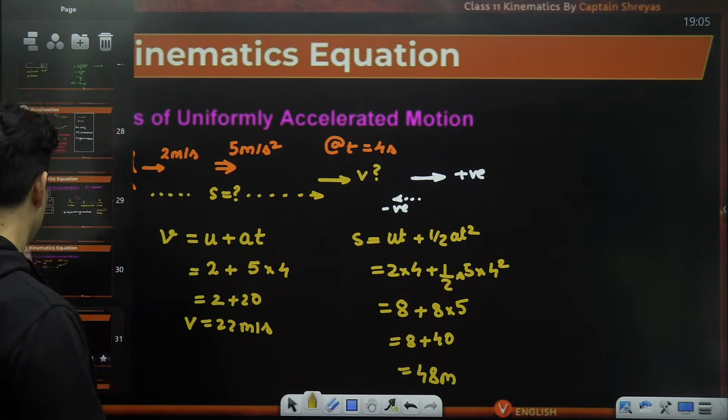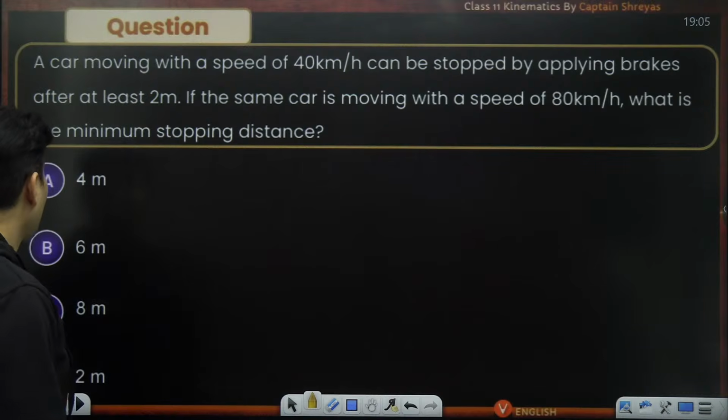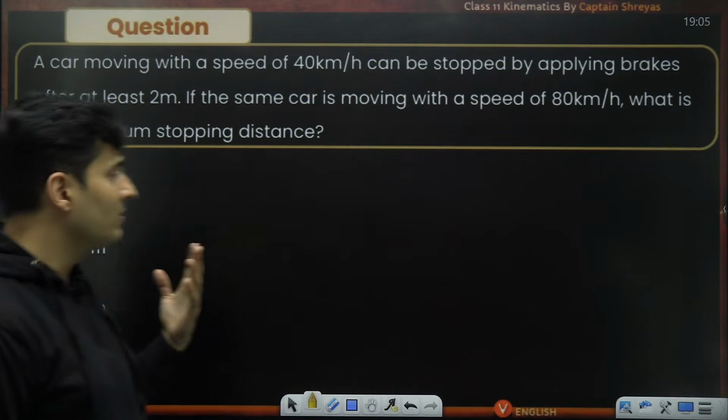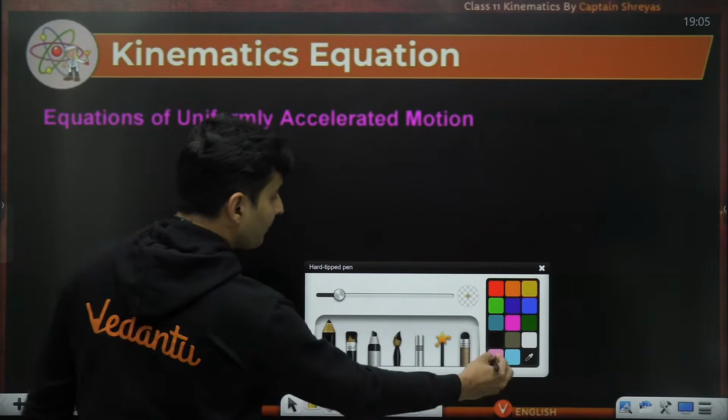Okay, let's do some questions. So I have some questions for all of you, and here it is. There is a car which goes at some speed. Oh, by the way, you should know this conversion factor. I forgot to tell you this.